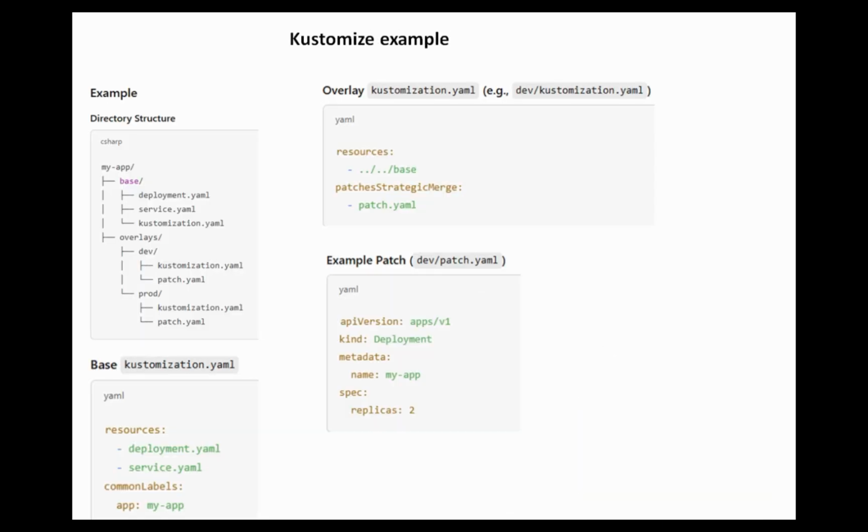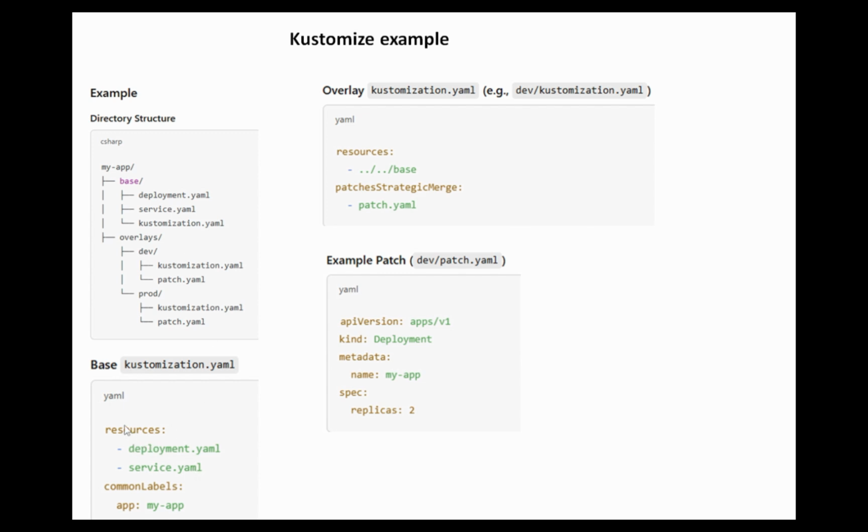So let's go and see a simple example here. This is the typical directory structure. This is how you should define it. Let's assume my app is your microservice. You are going to create a directory called base, and here you define your microservice definitions. In this case, I am defining deployment.yaml and then service.yaml and then the special file called kustomization.yaml. That is where I am subjecting these two for customization through this syntax.